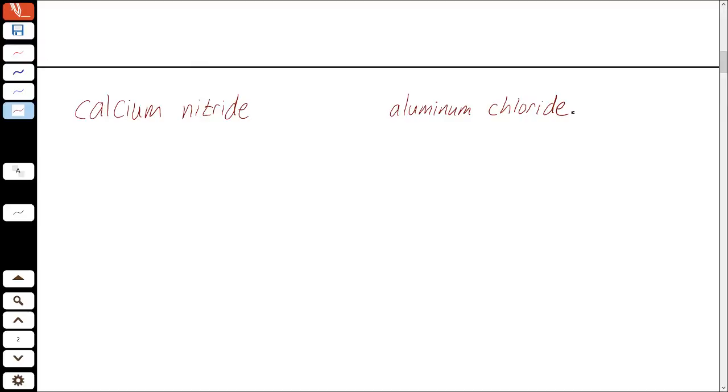Ready to find some formulas? Let's go through the steps here for the first one. So we look up calcium in row 2A. What's its charge? 2 plus, yep. And then nitride? 3 minus, good. So how do we bring those into balance?